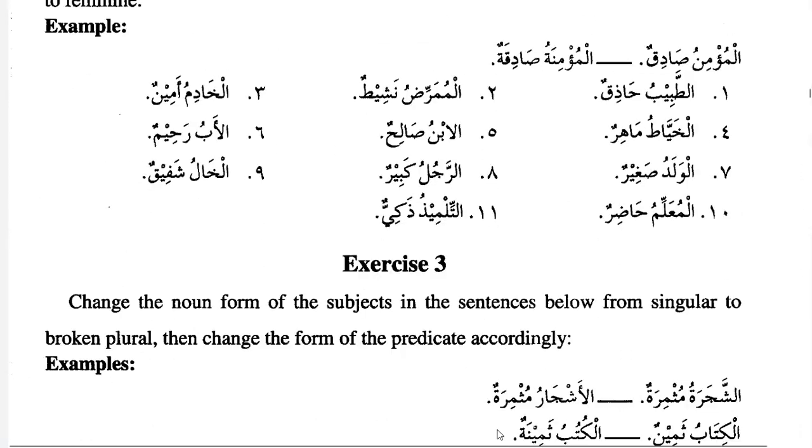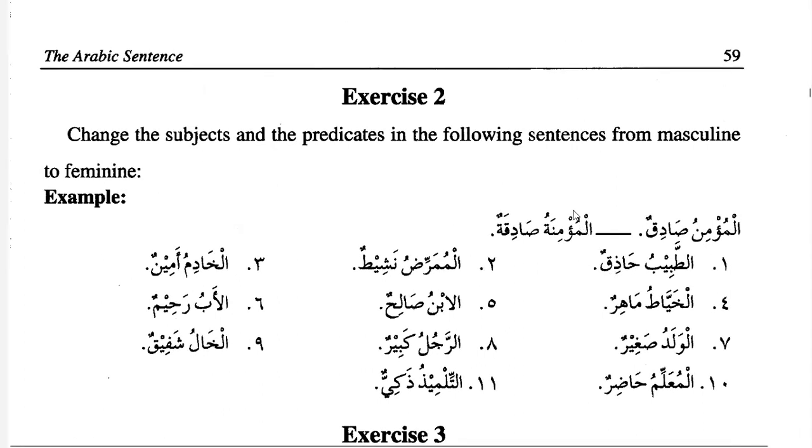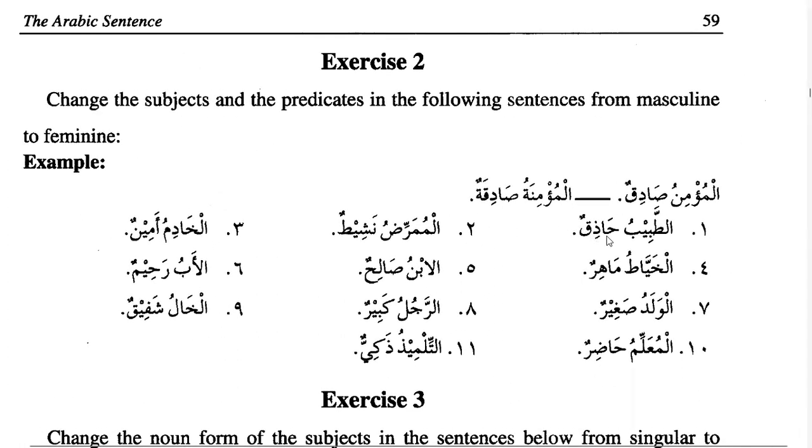In this way, you will add any appropriate khabar here. You can use a dictionary as well. Then exercise number 2: change the subject and predicate in the following sentences from masculine to feminine. You need to convert masculine into feminine. Al-mu'minu sadiqun, the believer is truthful. Al-mu'minatu sadiqatun, the feminine believer is truthful. Now you need to make them feminine. Anyone?